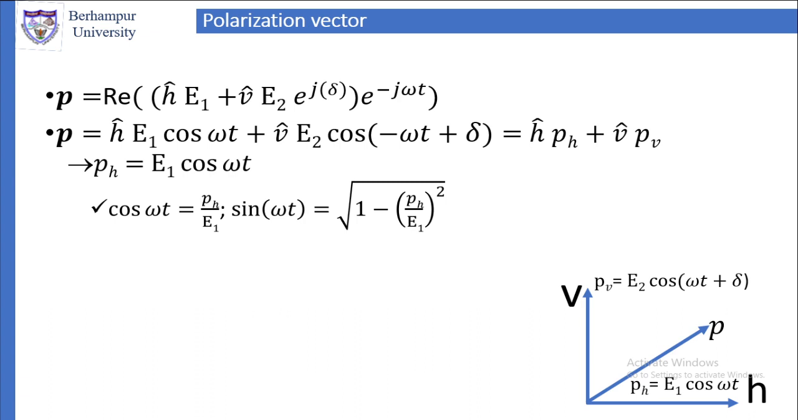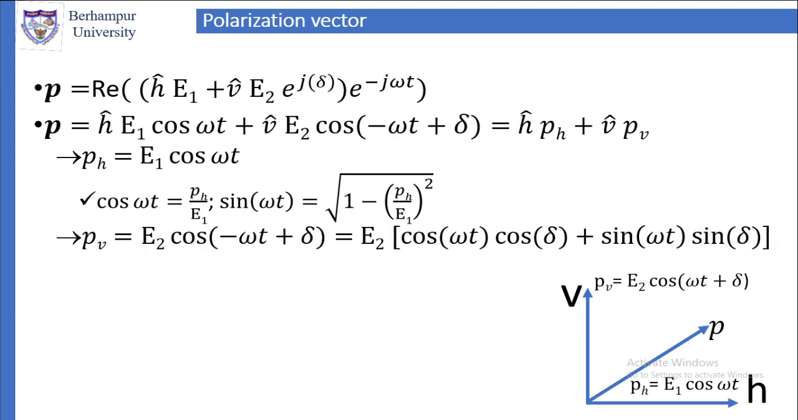That will be what is PB. So PH is equal to E1 cos omega T. Now if you look at cos omega T, how do you define it? Cos omega T will be PH by E1, because PH is equal to E1 cos omega T. From that we can say sin omega T is equal to root over of 1 minus cos square omega T. So cos square omega T is (PH by E1) square, and sin omega T is equal to square root of 1 minus (PH by E1) square.